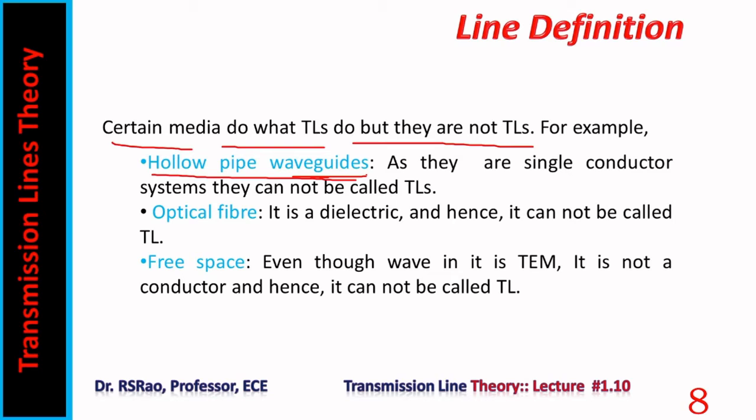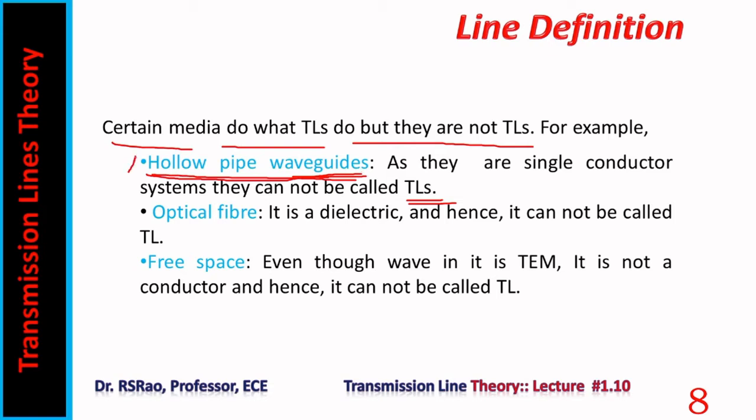If we consider hollow pipe waveguides, we call them simply waveguides. We don't call them transmission lines. The reason is they are single conductor systems. Transmission lines are by definition multi-conductor systems. Hence, they cannot be called transmission lines because they do not fit into the definition of transmission lines. Another reason is also there.